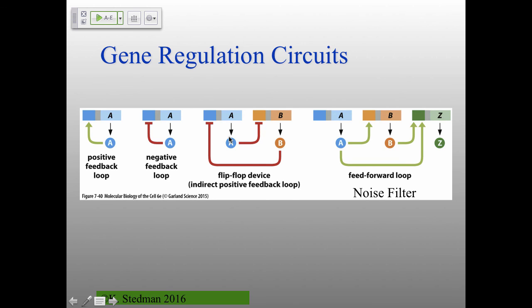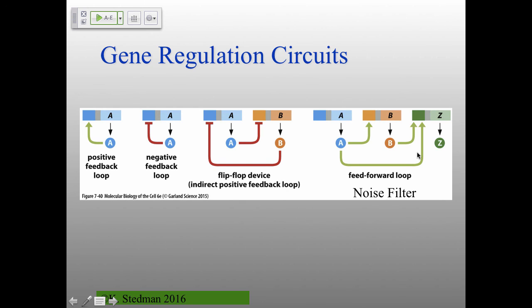Flip-flop devices, which is just two negative regulatory events. So you have the A product will repress production of B, which will repress production of A. This is actually not at all unlike what we saw in lambda. See, the lambda repressor represses Cro represses the lambda repressor. And so you'll have two different states, and you can flip back and forth between these two different states. This is the flip-flop device.